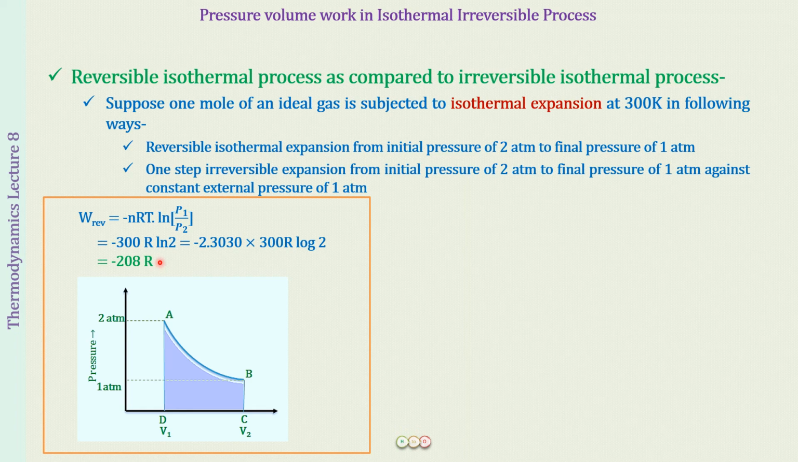All right, and then we have n to be 1 mole, and P1 is 2 and P2 is 1, so it will be 2 by 1. So this is the natural log of 2. If you are going to put this into the log to the base 10, this is what you will be getting: minus 2.303 into 300 R log of 2, and when you solve this, the value that you will be getting is minus 208 R.